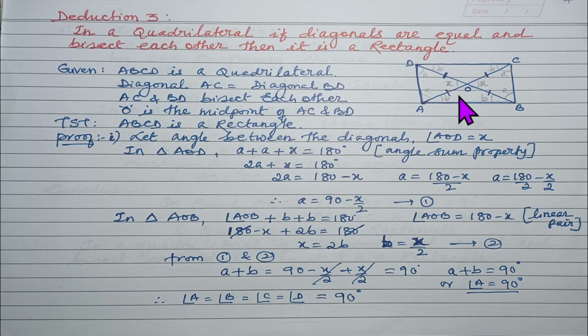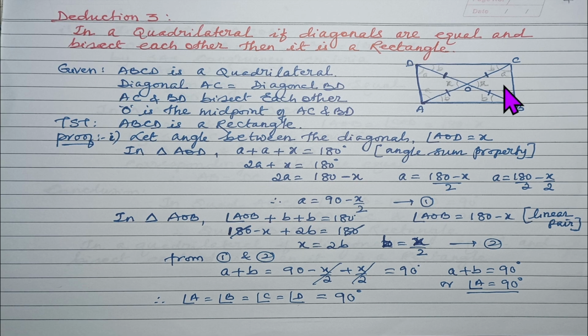For that, let us consider the two triangles AOD and COB. In triangle AOD and triangle COB, we have angle x, that is, angle AOD and angle COB are vertically opposite angles, therefore both angles are equal. And since the diagonals bisect each other, we have OD is equal to OB and OA is equal to OC.